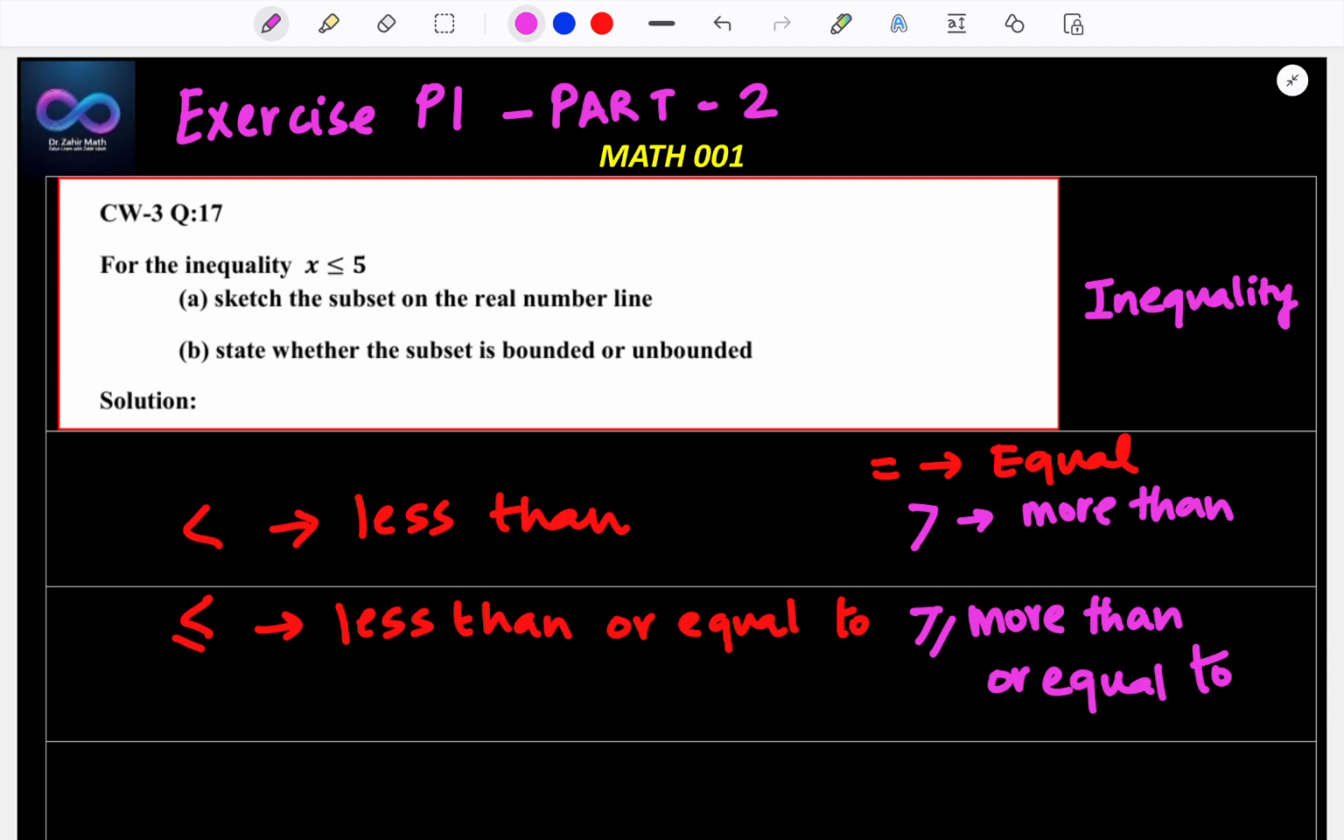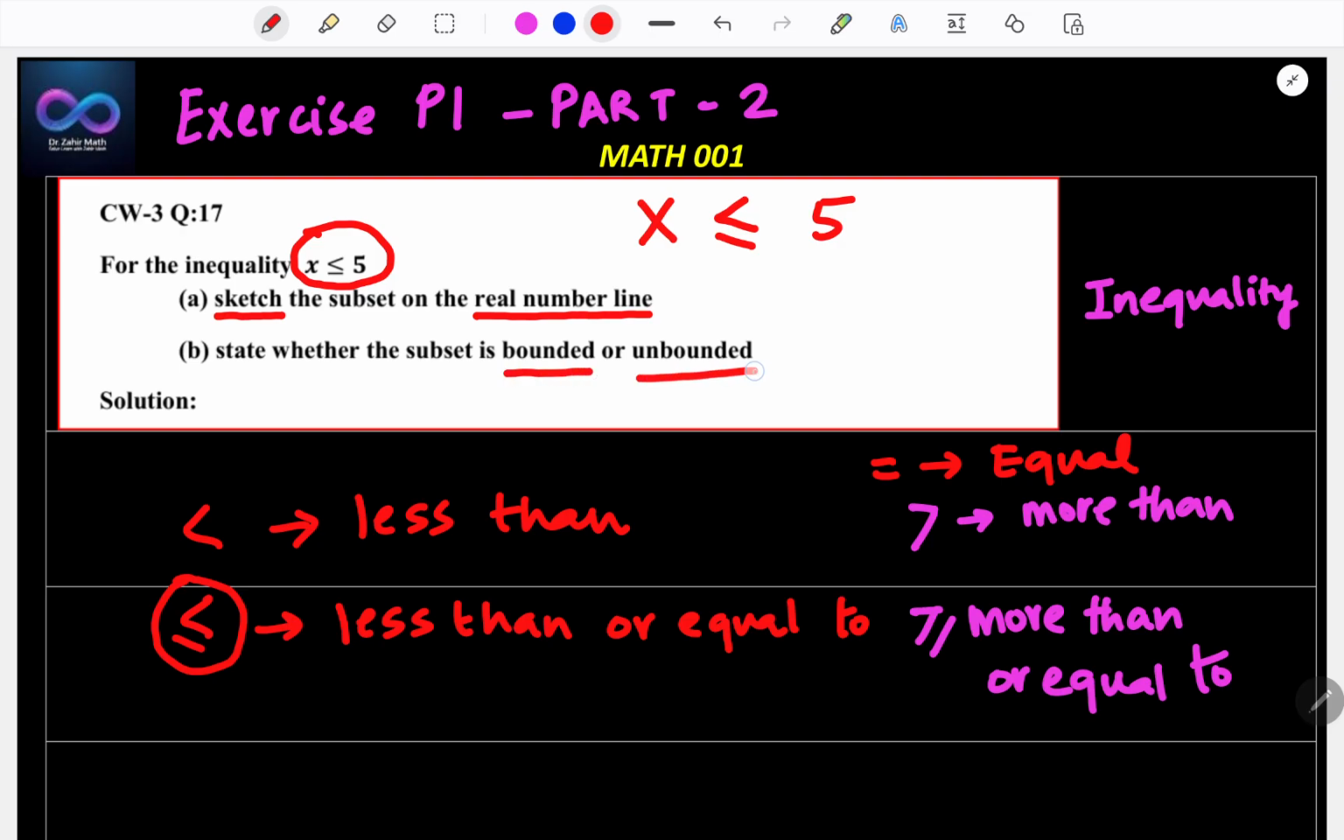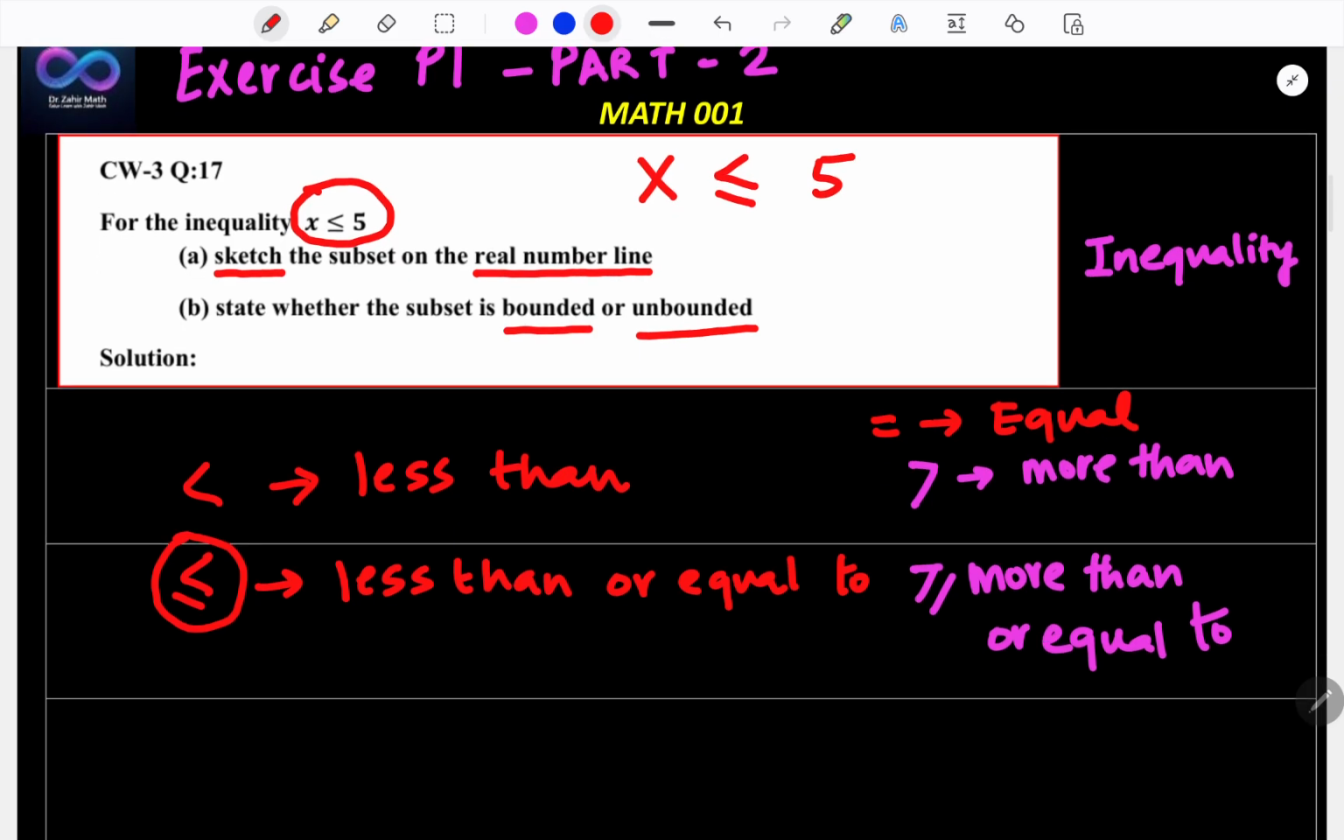Now for the question: for the inequality x less than or equal to 5, look here, the same notation is there. The first question is, sketch the subset on the real number line. The second one, state whether the set is bounded or unbounded. Let me explain these two questions.